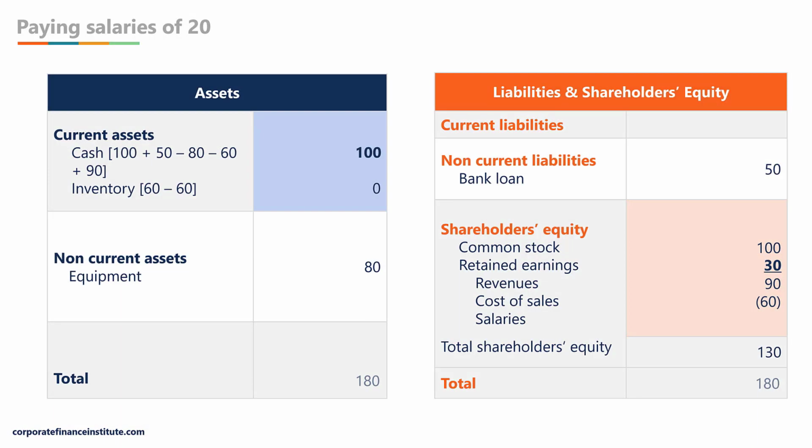What happens to the balance sheet when the company pays salaries of 20? The first thing is the cash balance reduces by 20, so it goes from 100 to 80. Salaries are an expense just like cost of sales, so they reduce the company's profit by 20. This means the company's earnings reduce from 30 down to 10, and therefore the total shareholders' equity balance becomes 110. When we add up the totals on both sides, we see that the balance sheet once again balances at 160 on each side.